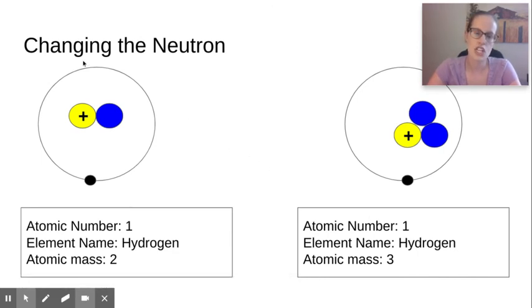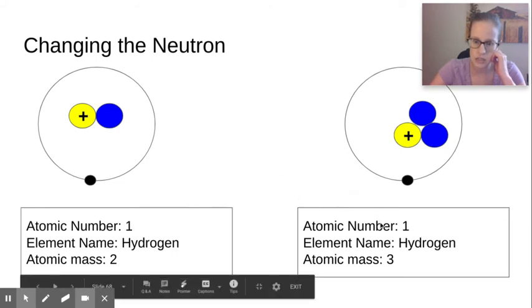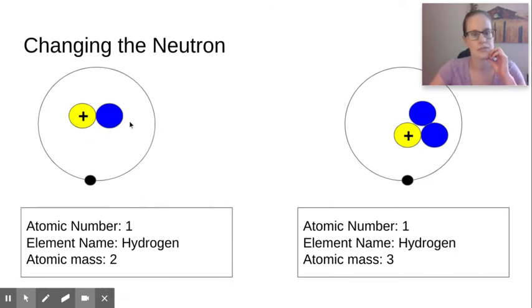What happens if you change the neutron? The neutron's represented by this blue sphere here. So here in both of these atoms, we have one proton. We have one electron, but this one has one neutron and this one has two neutrons. So we didn't change the atomic number. Since the atomic number is still 1, it's still hydrogen, but now we've changed the mass. This one has a mass of 2.